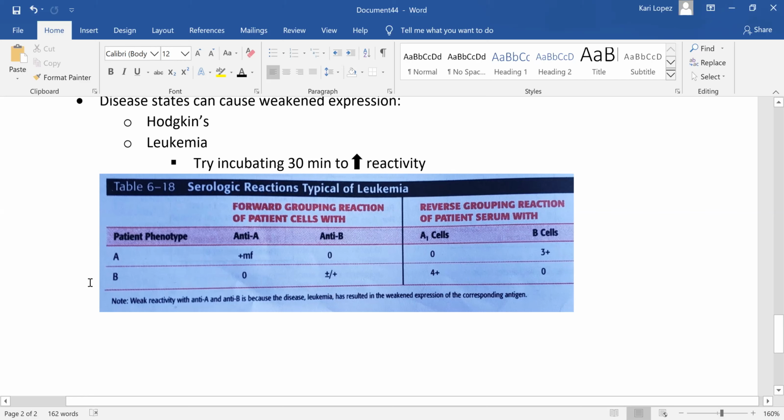So what is that plus MF again? Mixed field. And I showed y'all a mixed field reaction for the gel. Let me see. Just a second. I can show one for.